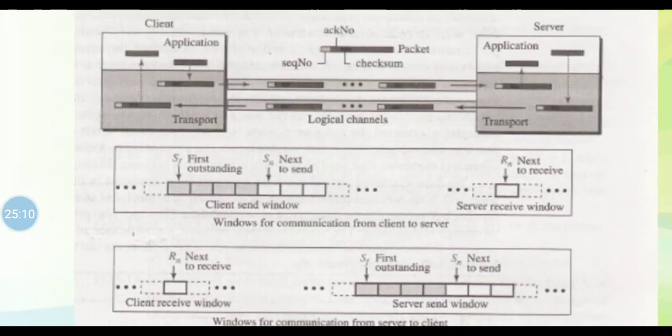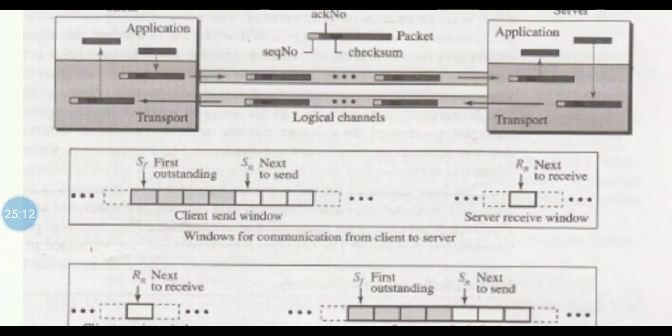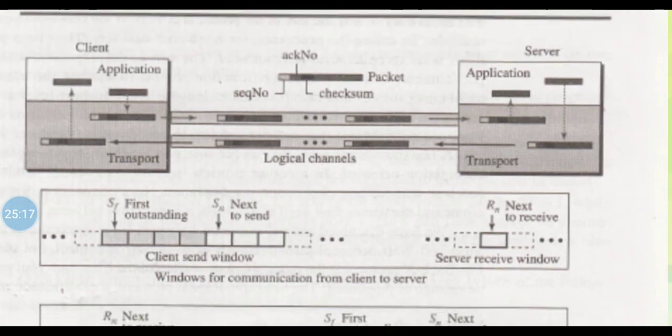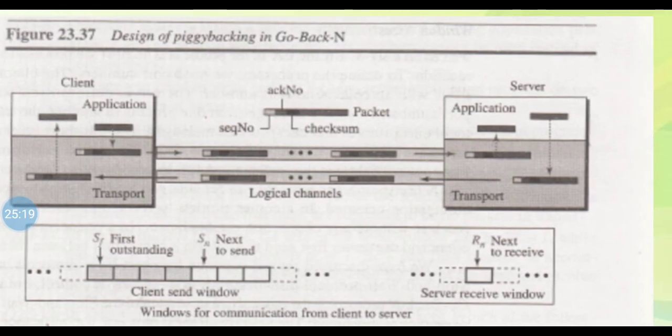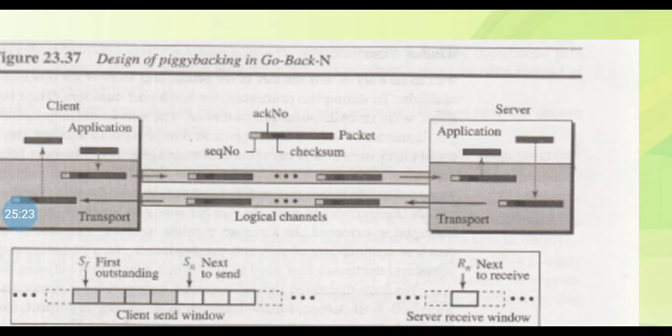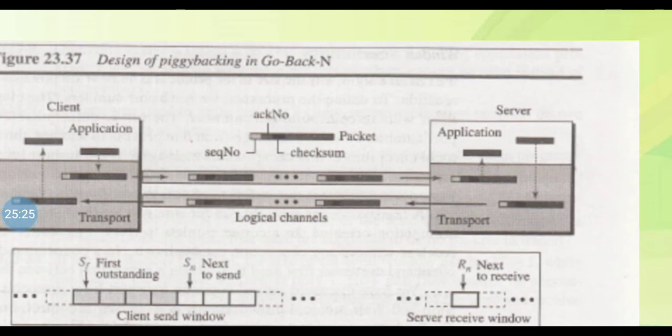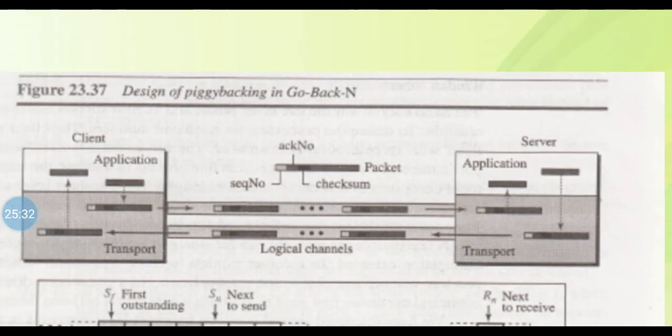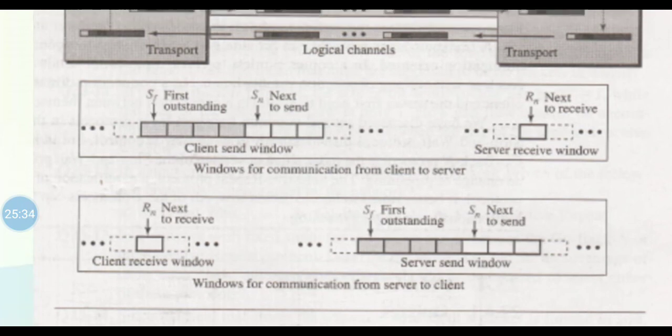piggybacking in go-back-N protocol. The figure is the layout for go-back-N protocol implemented bidirectionally using piggybacking. Client and server each use two independent windows, send and receive. So you can see here.